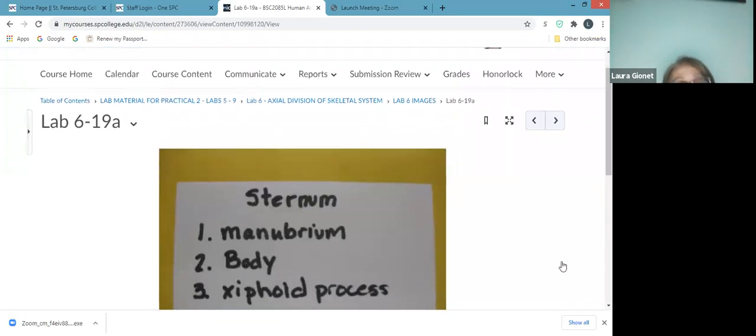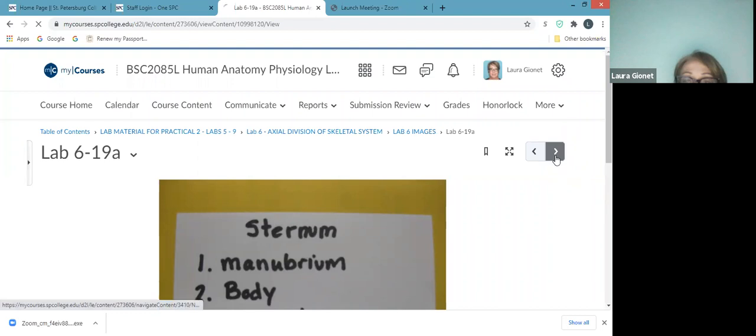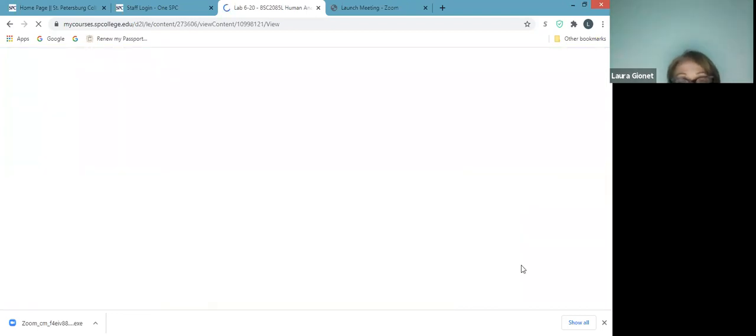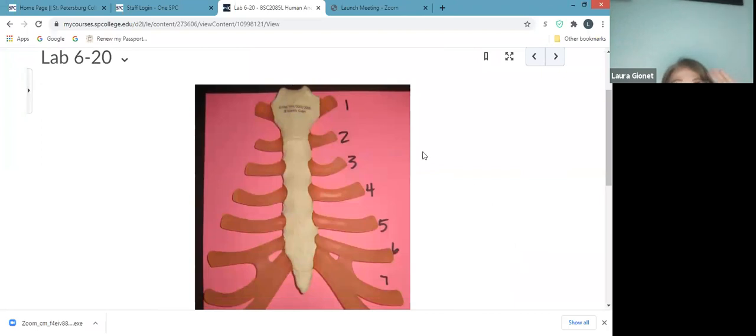Sternum, manubrium, body, xiphoid process, function of each to know. All right, so here we're looking at the different costal cartilages. We have number 1, 2, 3, 4, 5, 6, 7. Those represent each rib 1, 2, 3, 4, 5, 6, 7 that would attach there. And therefore, the ribs that would attach there would be true ribs.